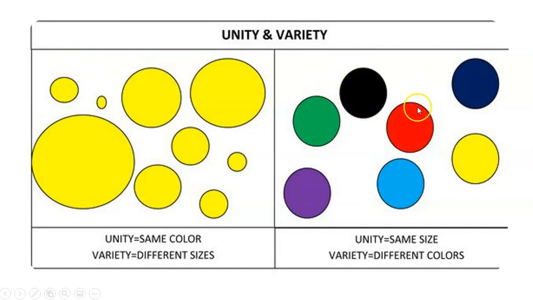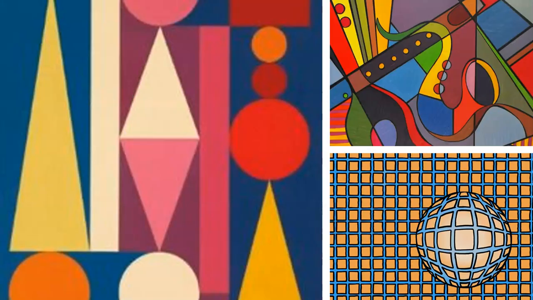And then on our right side example, unity is the same size circle, but now the variety is there are different colors. So these are two different things. Don't think that unity is variety and variety is unity. You need both of them to create a successful piece. Okay, here's three really good examples.